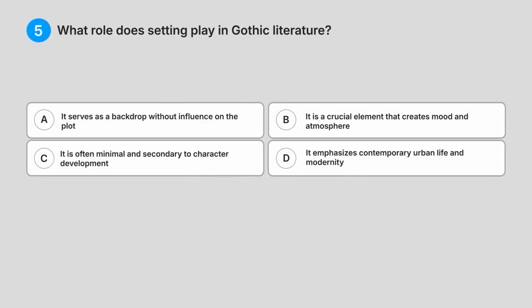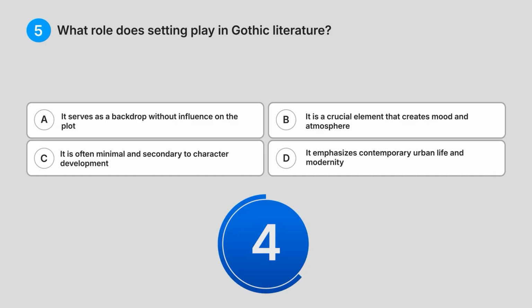5. What role does setting play in Gothic literature? A. It serves as a backdrop without influence on the plot. B. It is a crucial element that creates mood and atmosphere. C. It is often minimal and secondary to character development. D. It emphasises contemporary urban life and modernity. Can you guess the answer?